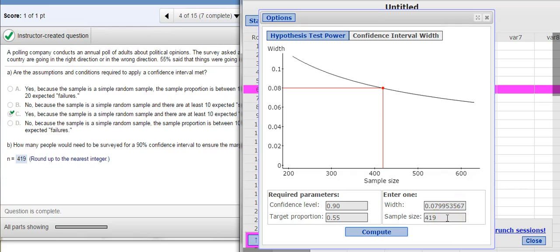Okay. So these are the 2 examples to show you how to calculate sample size in StatCrunch.